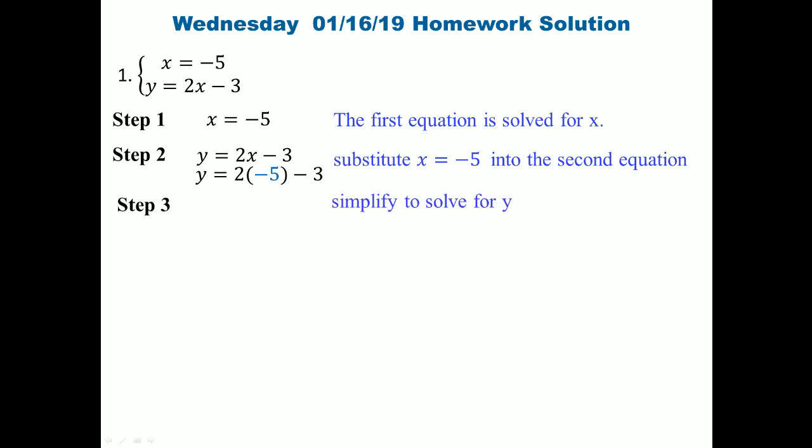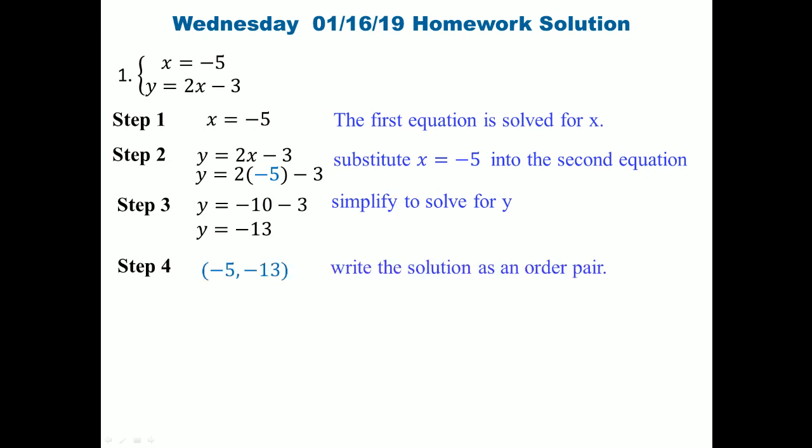So step 3, simplify to solve for y. So y is equal to, how do I get negative 10? 2 times negative 5 is negative 10. You multiply. That's how you got your negative 10. Okay, negative 10 subtract 3 is negative 13. Do you see how y is now solved for? Step 4. Okay, you have your solution as an ordered pair. Because x was equal to negative 5, it goes here. y was negative 13, it goes there. That is your most simple problem.